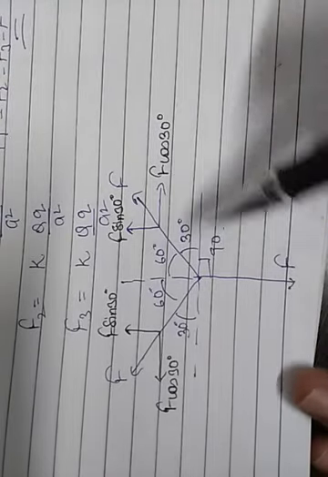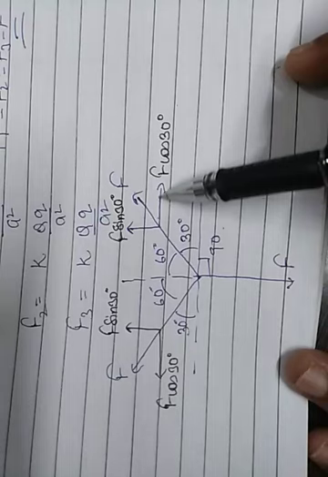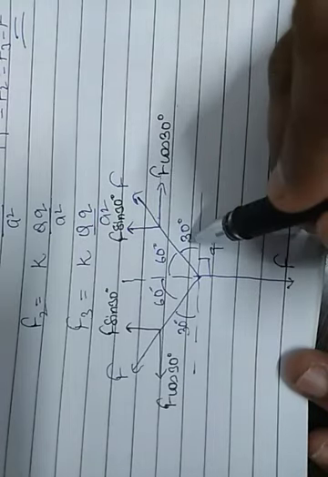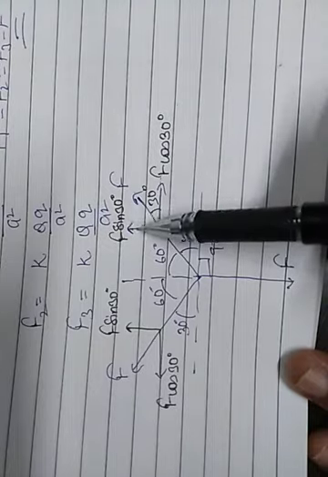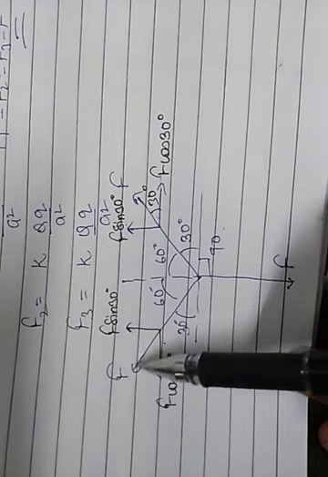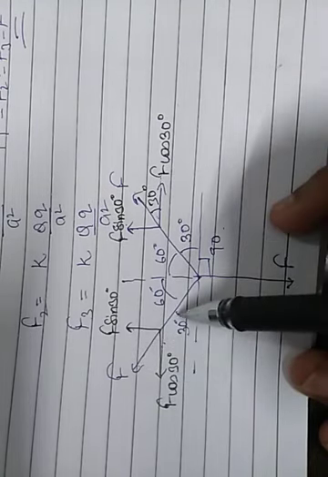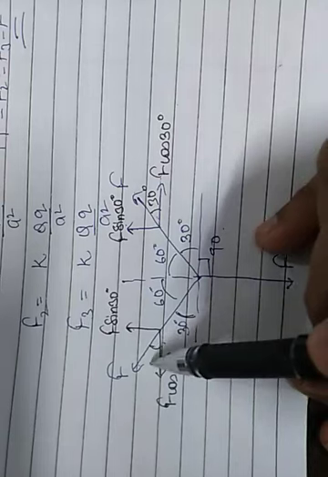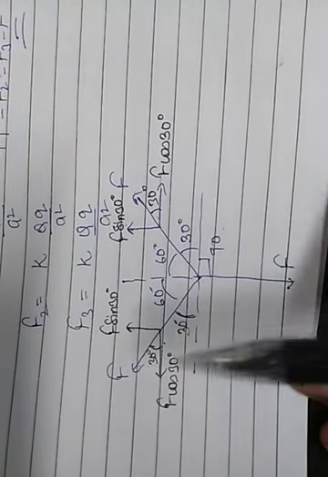So in this way I will resolve this force into 2 components. This is the vertical and this is the horizontal component. This angle is 30 degrees, obviously this will also be equal to 30 degrees. So this is F sin theta, and this is F cos theta. Here also we can resolve this force into its vertical component and horizontal component. This angle is 30 degrees. Obviously this will also be equal to 30 degrees. So this is F cos 30, this is F sin 30.